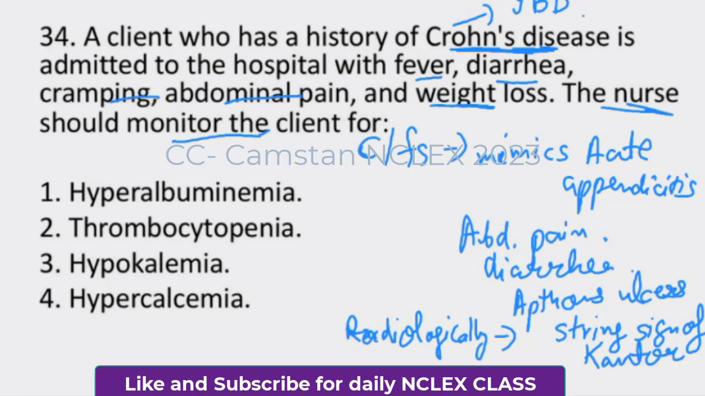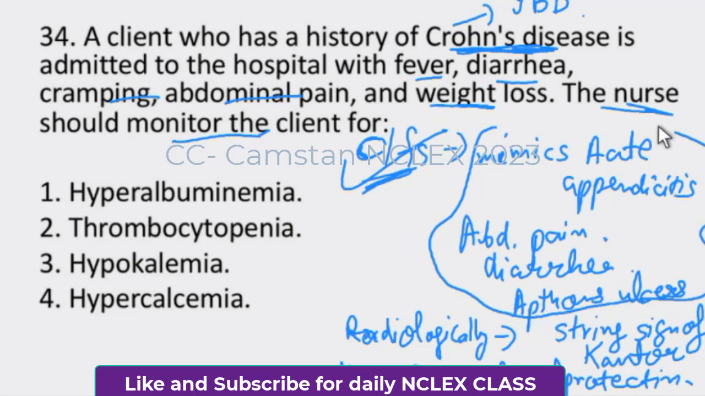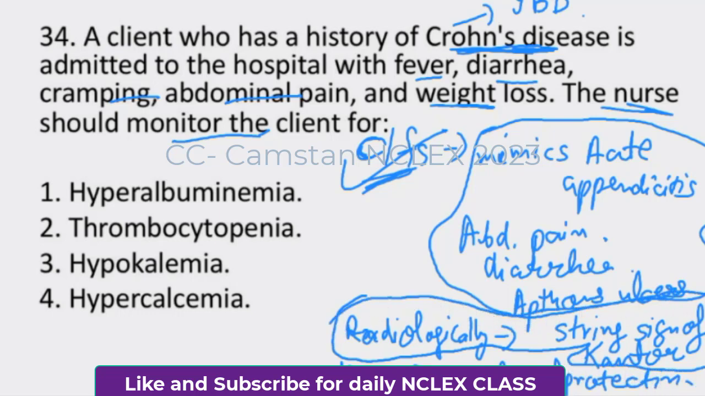Then we have a marker for Crohn's disease, and it is stool calprotectin, right? So these are the important points related to Crohn's disease. These are the few clinical features. Then this is how radiologically we see Crohn's disease, and this is the marker for Crohn's disease, that is stool calprotectin, right?